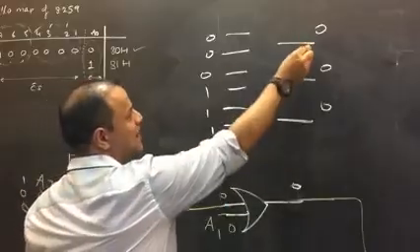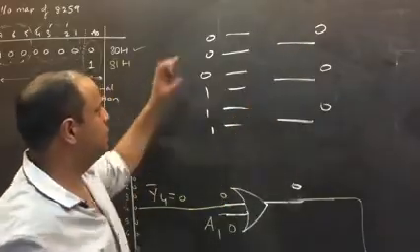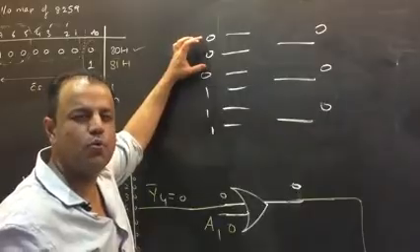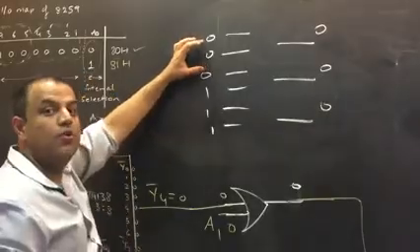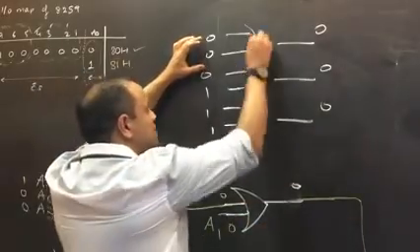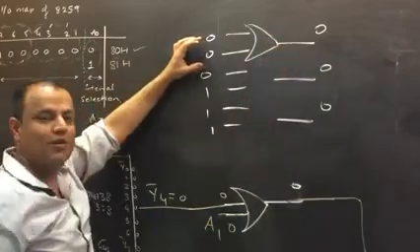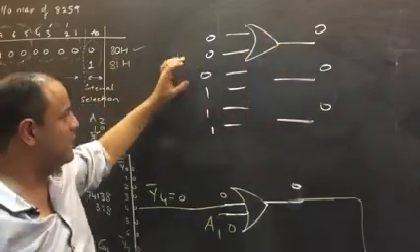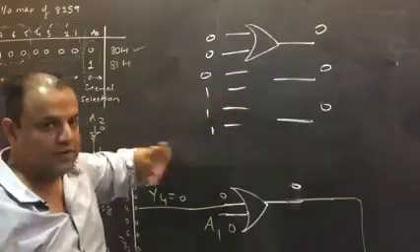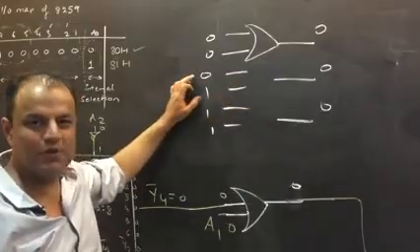So, I want the output to be 0. First case, I want the output to be 0 only when both inputs are 0. Only when both inputs are 0. Which gate? OR gate. It will only give you a 0 when both inputs are 0. Now I want the output to be 0 when this input is 0 and this input is 1.